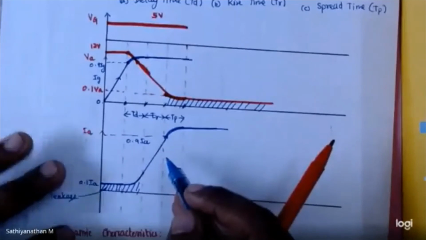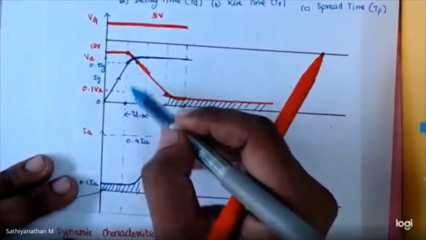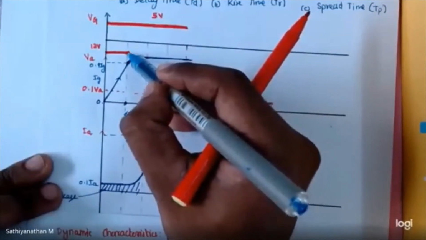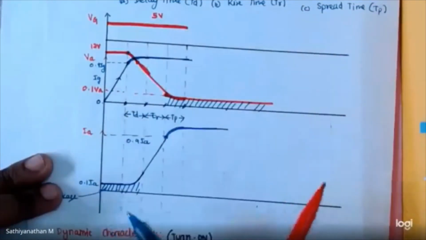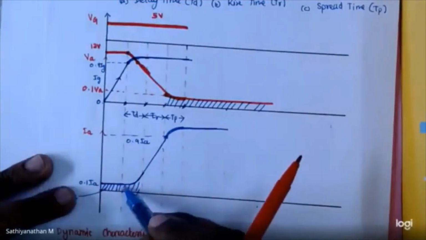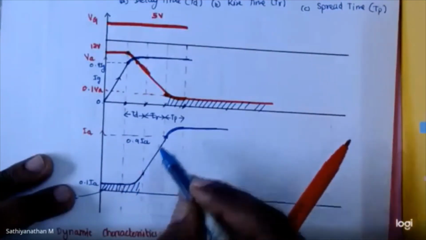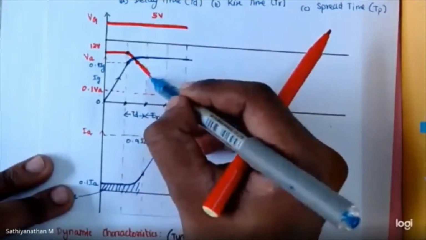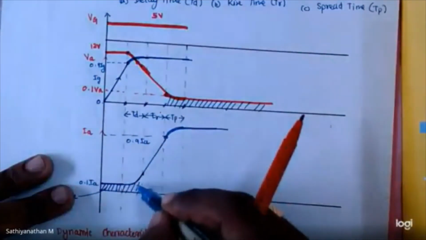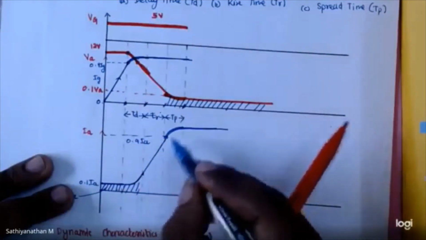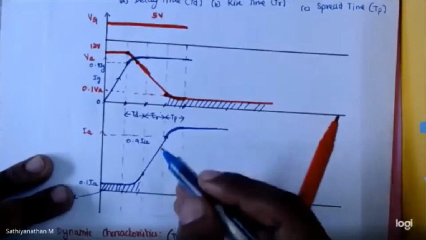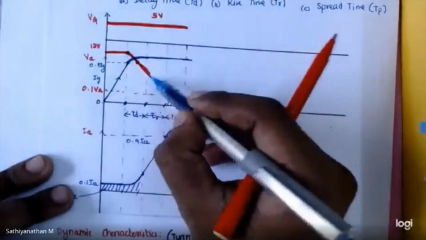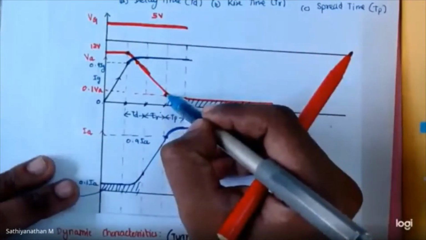So the time taken by a device to make the anode voltage fall from maximum to 90%, and your anode current rise from 0.1 to 0.9. After that, rise time will occur. So your anode current will increase from 0.1 to 90%, sorry, 0.9 value, and your anode voltage is reduced to 0.1, that is 10%.